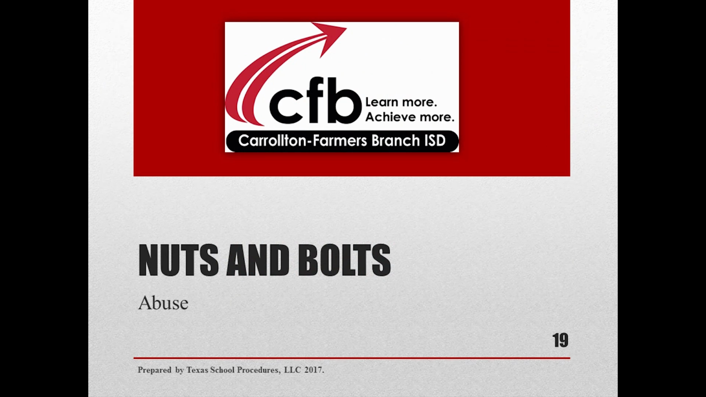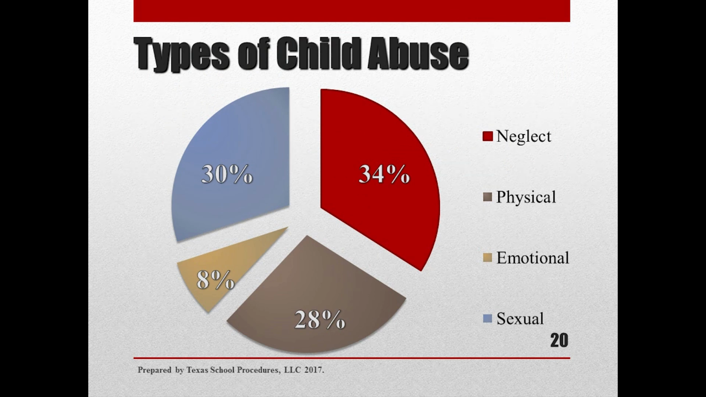Our next to the last section that we are covering today in looking at the nuts and bolts of the requirements of legal and state laws is to look at the reporting of child abuse. As a reminder, there are four types of child abuse to watch for: neglect, physical abuse, emotional abuse, and sexual abuse.